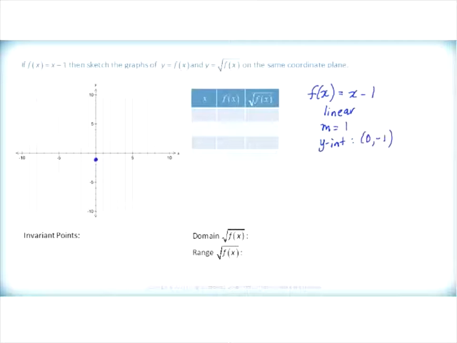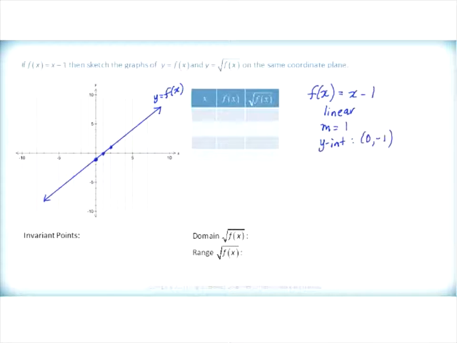To begin to sketch the graph, we start at the y-intercept, and a slope of 1 means we have a rise of 1 and a run of 1. A rise of 1 and a run of 1. We can connect these points using a straight line. Just let me move the line so that it fits properly. And this is the graph of y equals f of x.